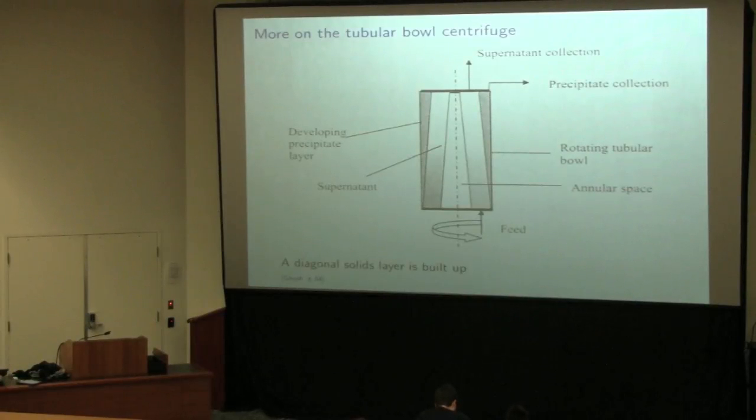And then here's just a slightly more realistic image. What we find with these tubular bowl centrifuges is that the precipitate layer will actually develop in a more diagonal form. The liquid itself may even have a slightly diagonal pattern to it. It's not quite as vertical as shown.